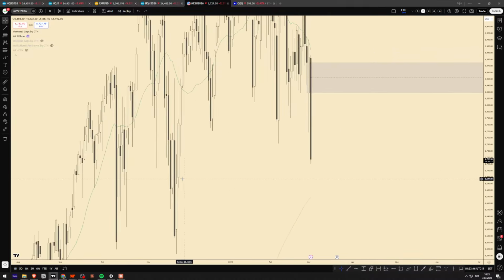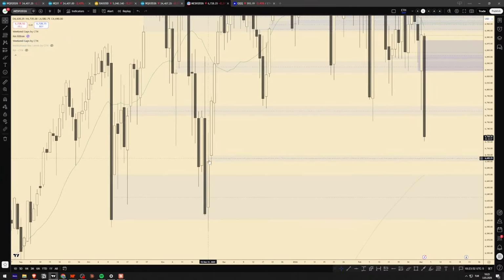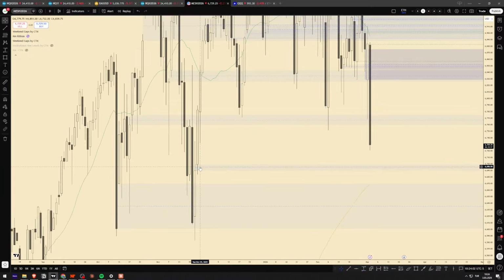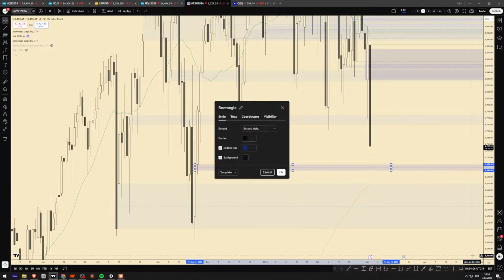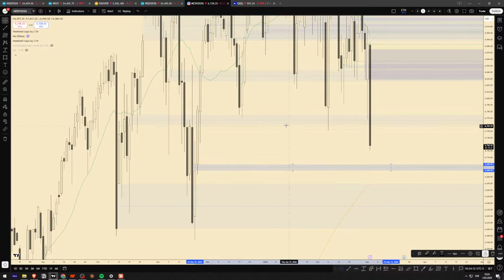Let me check these levels. These are really old levels on ES. This seems like a nice target. Is it too far away? Yeah, not really. Let me mark this weekend gap and lock it.